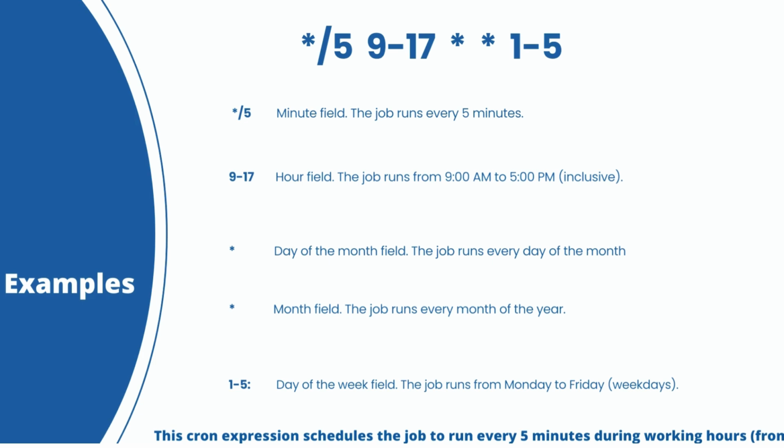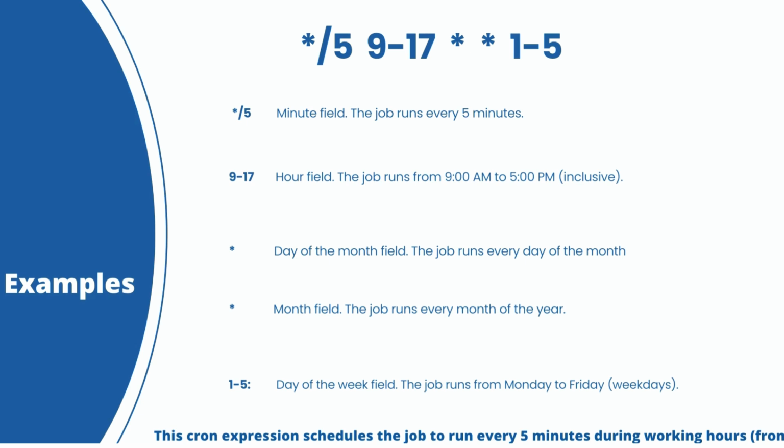So the slash is just telling you that I want it at an increment of that particular value that you set, which is in this case 5. So whenever you see a slash in a specific place, just think about it as increment. Now, for the second portion, we have the hour field that runs from 9 a.m.